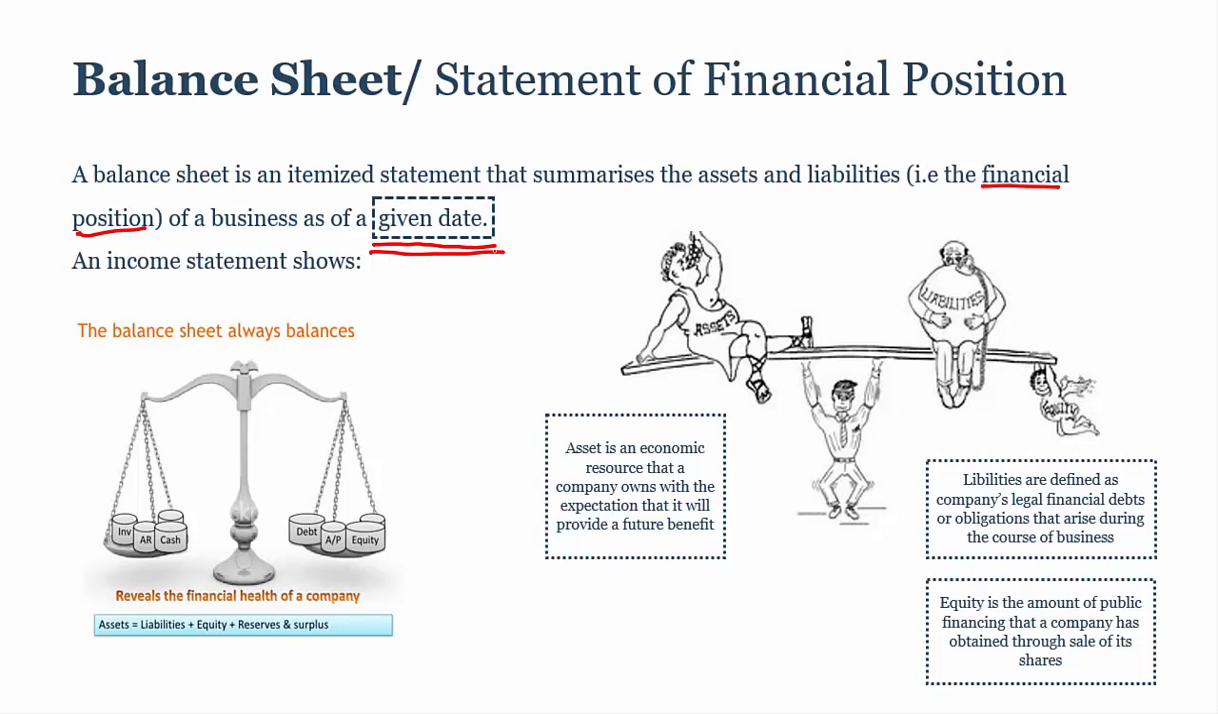Alright, so the balance sheet shows, oh, this is wrong. It was written income statement. A balance sheet shows the assets. Now, what are the assets? It is an economic resource that a company owns. Asset is what?